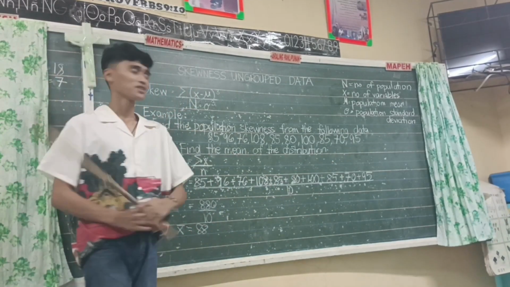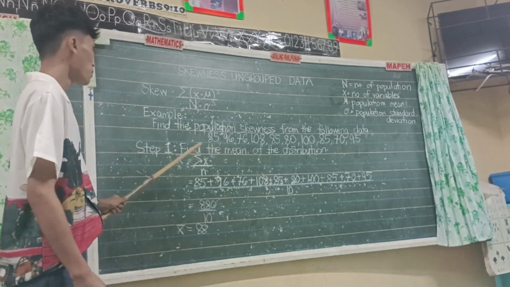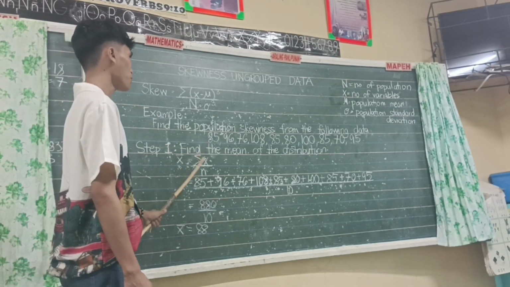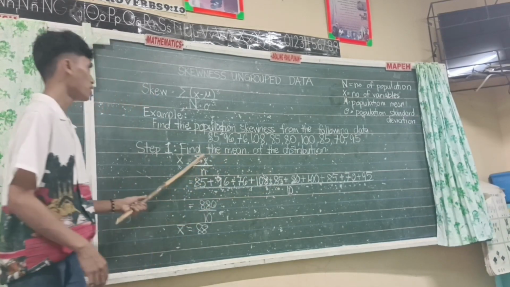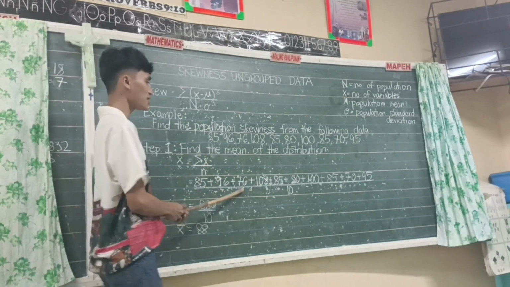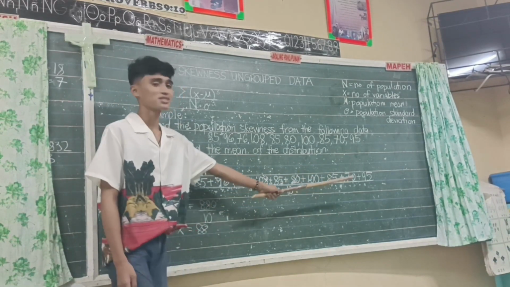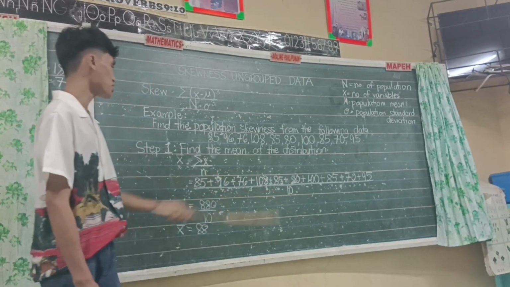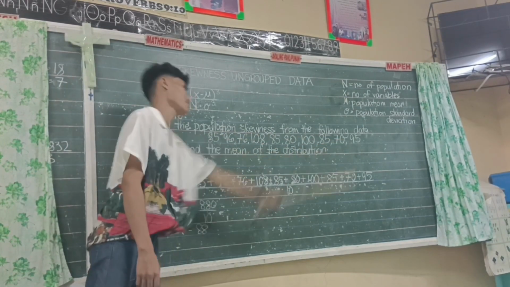So step one is to find the mean of the distribution. This is the formula: mean equals the summation of the number of variables over the number of population. So the variables are 85, 96, 76, 108, 85, 80, 100, 85, 70 plus 95, over the number of population, which is 10. 1, 2, 3, 4, 5, 6, 7, 8, 9, 10.